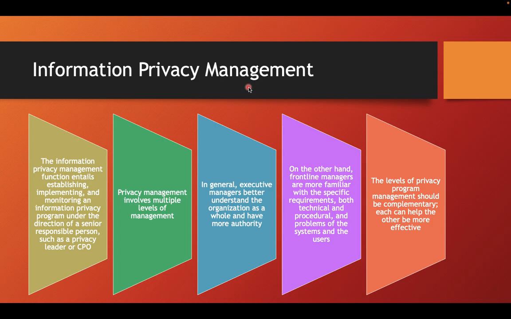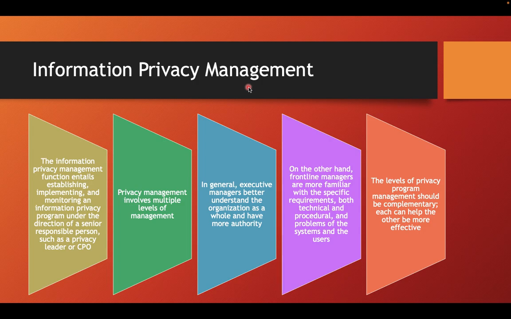The privacy management involves multiple levels of management. In general, the executive manager has to understand the organization as a whole and has more authority to operate. On the other hand, the frontline managers are more familiar with specific requirements, whether technical requirements or procedural requirements, and also the problems of the system and the users as they arise.